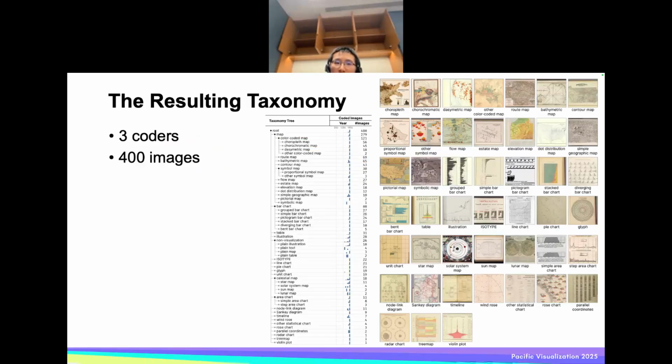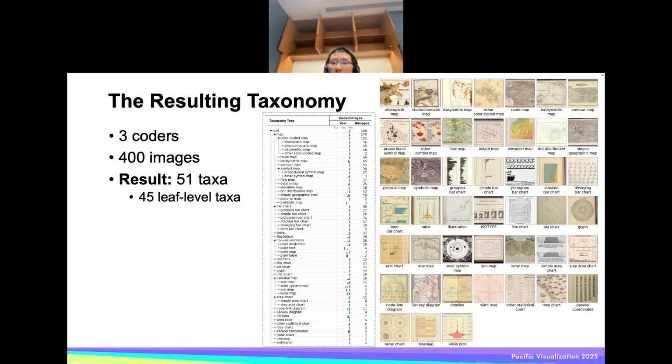Following the protocol and using the VIS-TAXA system, 3 of the authors coded a corpus of 400 images randomly sampled from old VIS Online and developed this taxonomy. And the taxonomy includes 51 taxa, among which 45 are leaf-level taxa.